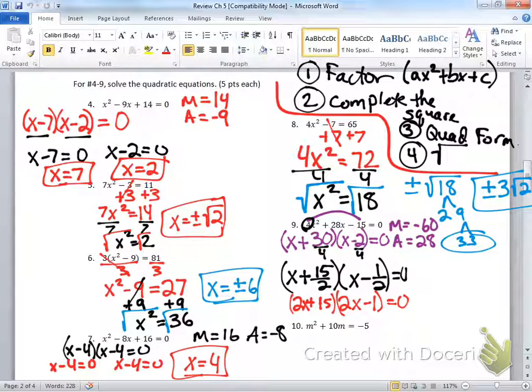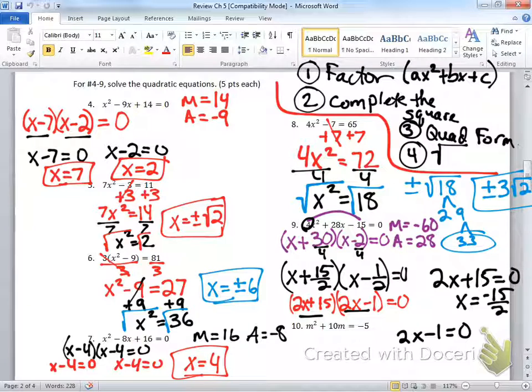Not done yet. Zero product rule. So 2x plus 15 equals 0, and 2x minus 1 equals 0. So you subtract 15, divide by 2. Negative 15 over 2 is one solution. Positive 1/2 is the other.